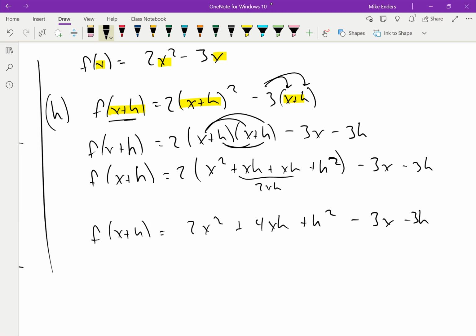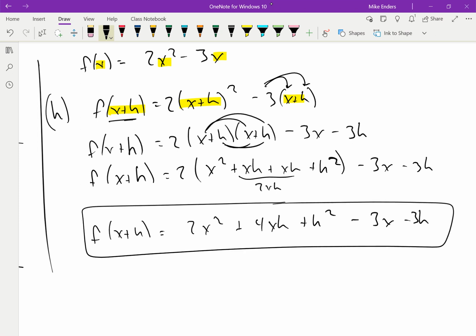And overall, there's nothing else I can combine. I've got an x squared and no other x squareds, and xh, no other xh terms. I have an x and an h, but no xh terms. No other h squared terms, no other x or no other h. So on this one, we end up with this fairly long scenario, but that's what the answer is. We can't do anything else with it. That is what we end up with.